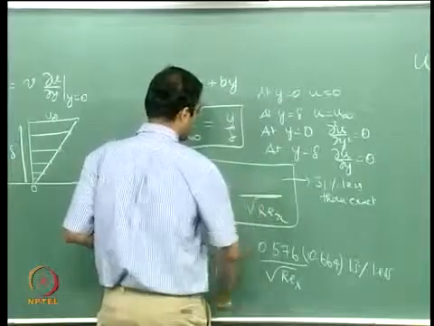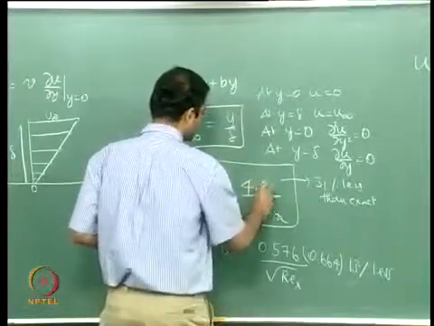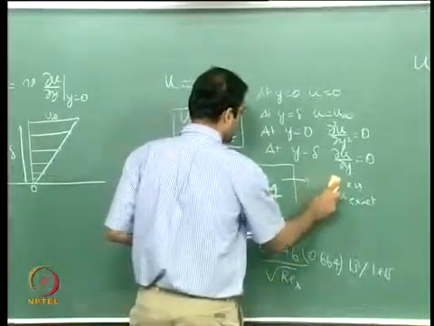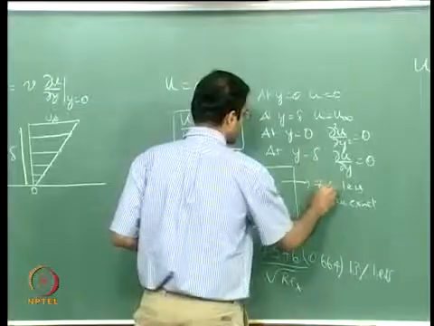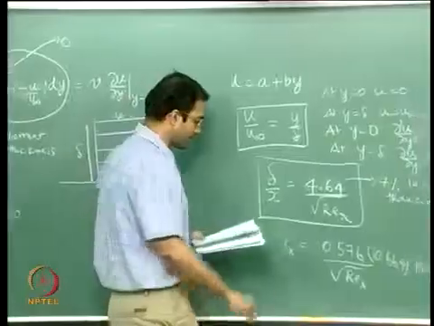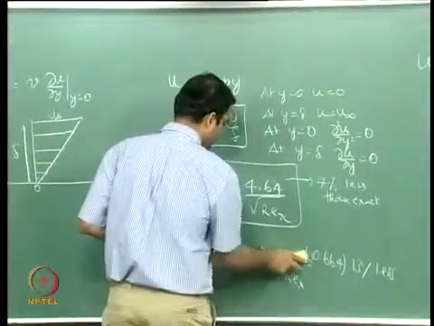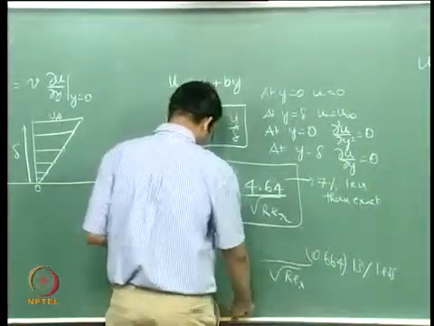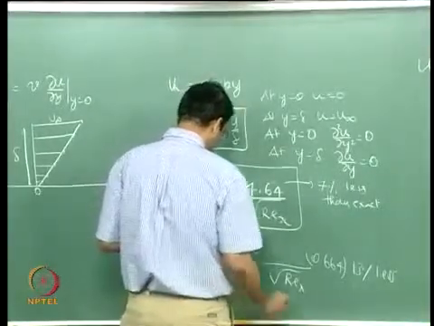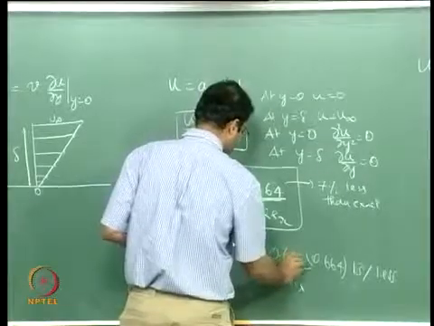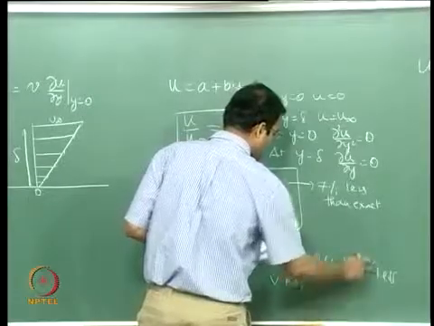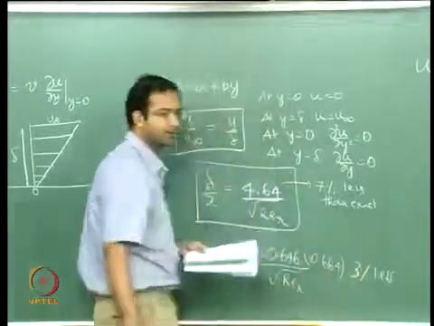Anybody remember? 4.64. Okay, so which is 7% less than the exact, but it's very close to the exact solution. Okay, the same way with the skin friction coefficient, if you calculate this wall shear stress and therefore the non-dimensional skin friction coefficient, this value comes out to be 0.646. Okay, which is also very close, 3% less than the actual.